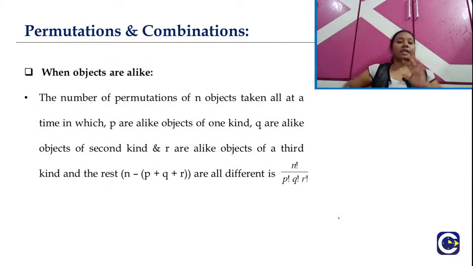So far in permutations we have discussed when objects are distinct. Right. Now we are entering into the second part of permutations, when objects are alike.